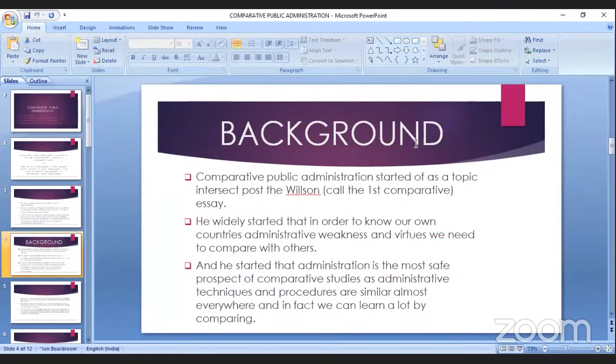So as we missed the flow from the PPT, I would like to tell you once again the background of this comparative public administration. So just see this.